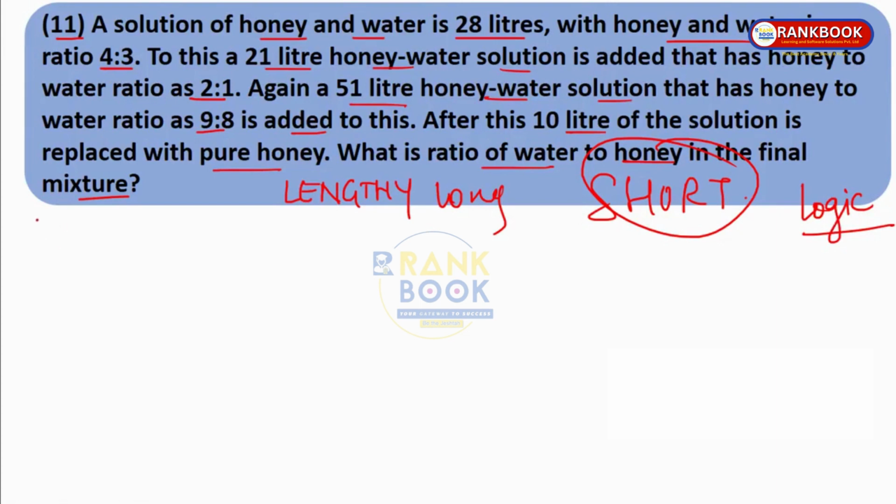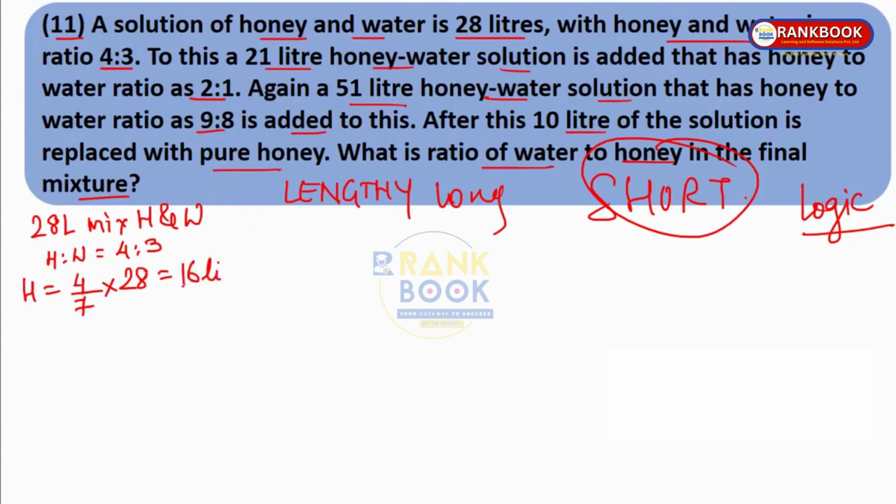Let us see how. First, we have 28 liters of mixture. It is a mixture of what? Honey and water. In that, honey and water is in the ratio H is to W is what? 4:3, right? Now that means 4 parts honey, 3 parts water. So total parts are how much? 4 plus 3, 7 parts of the mixture are there, and out of those 7 parts, 4 parts is honey, 3 parts is water. So how much is honey actually? 4 parts of honey out of 7 into the total amount of mixture, that would be 16 liters. So in 28 liters of the mixture, 16 liters is honey. How much is water? 28 minus 16, 12 liters, right? Now to this, 21 liters of the mixture is added, with honey to water having the ratio 2:1, right?